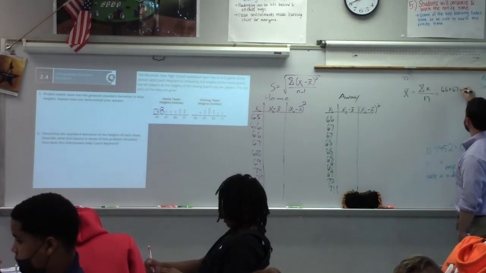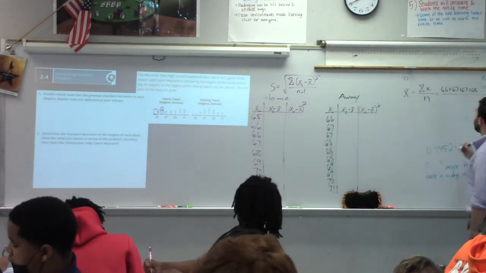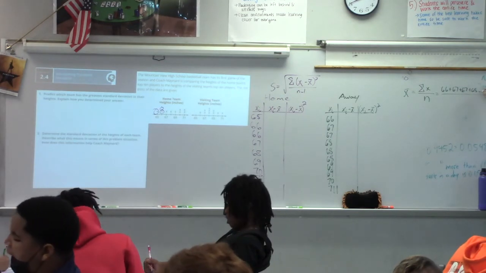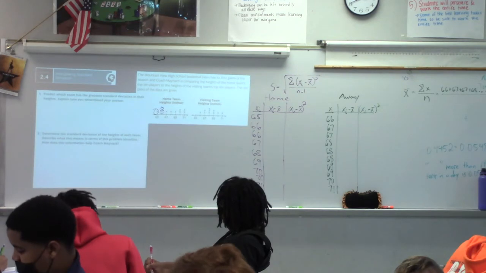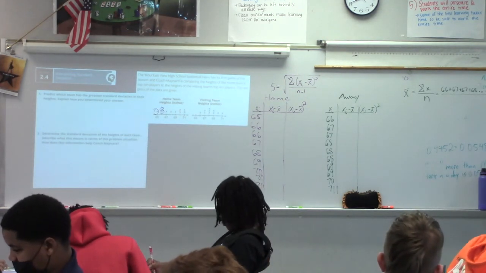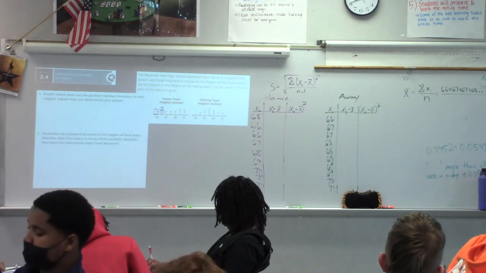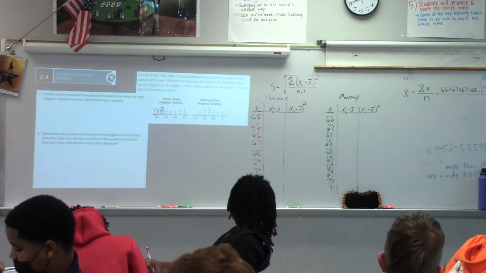Plus 67, plus 67, plus 68, right? Divided by, as I put dot, dot, dot, I ran out of room, you should write it all the way out. What is n? 10. Check those x's again. How many x's are there? 10. There should be 10.